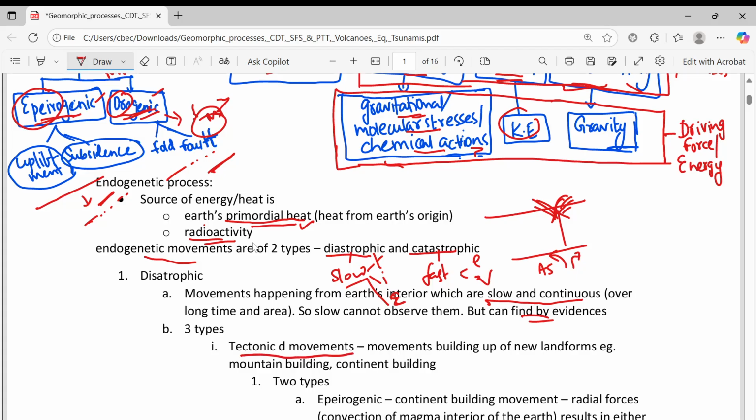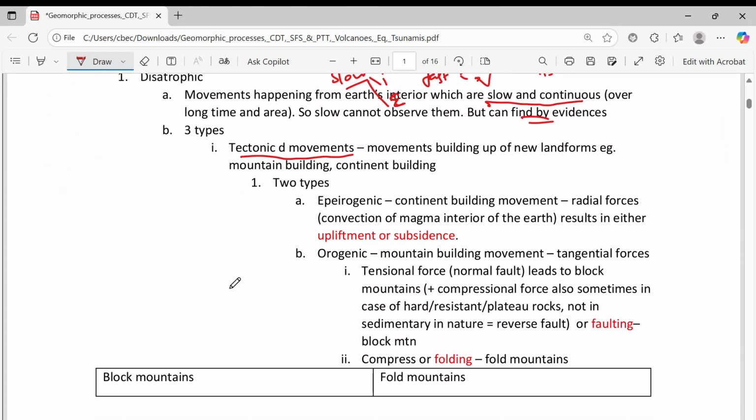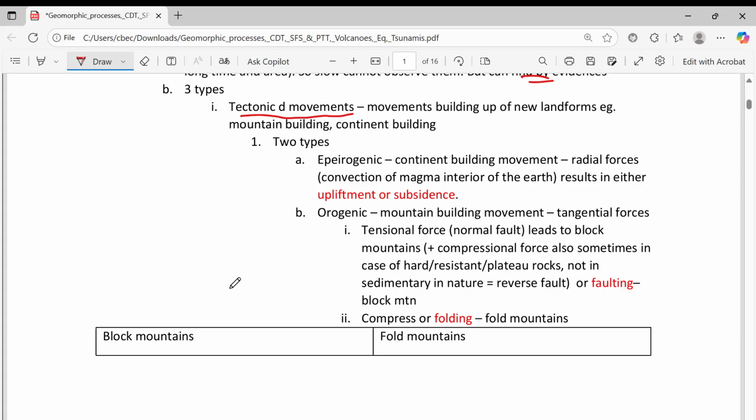There are three types, and the first is tectonic movement. Tectonic movement means it can be continent building or mountain building. Continent building is epirogenic. Oro means mountain, so orogenic means mountain building. So tectonic movements are of two types: epirogenic and orogenic. What is epirogenic? Continent building movement. What is orogenic? Mountain building movement. Oro means mountain, epiro means continent.